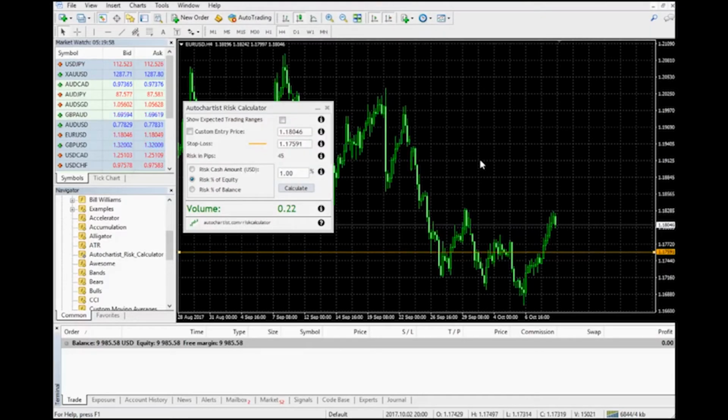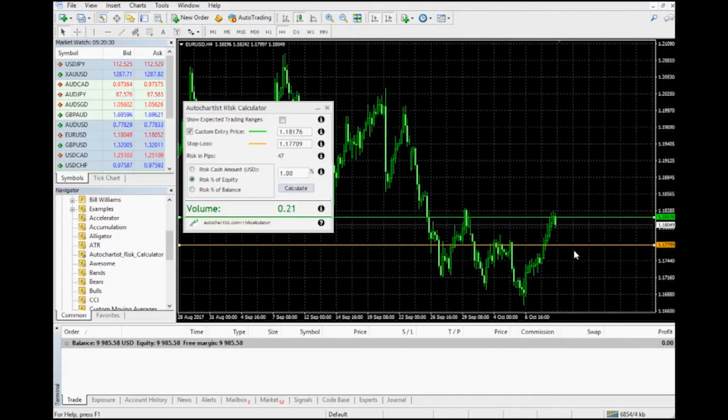If you plan on trading a pending order, such as a buy stop or sell stop, then you need to set a custom entry price by clicking the checkbox next to custom entry price. Once you do this, a green line will appear. The green line represents the entry level at which you plan to set your pending order. Move the green line to your desired trade level and move the orange stop loss line to your desired stop level. Once again, with every change you make, the volume value changes.